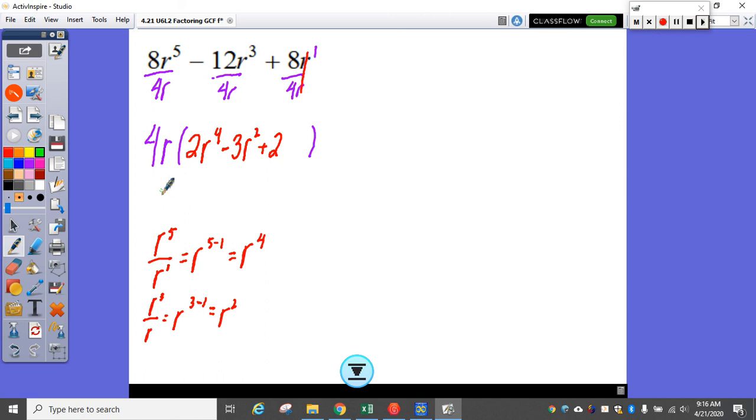4 times 2, 8. R to the 1st times r to the 4th, r to the 5th. 4r times negative 3, negative 12. R times r to the 2nd, r to the 3rd. 4r times 2 is 8r. And we have the same problem we started off with. So that's what we're doing. We're just taking the common factor out and seeing what it is that we have left.